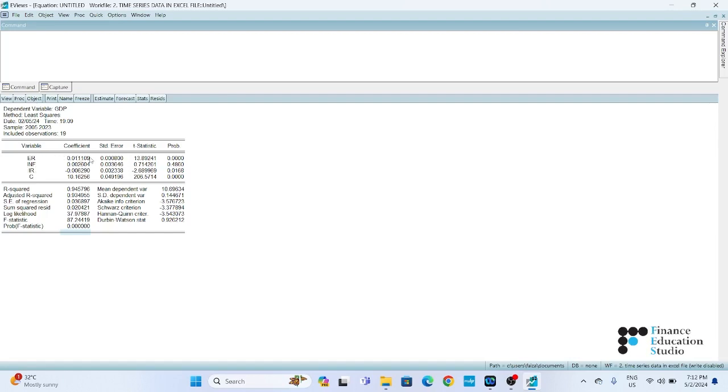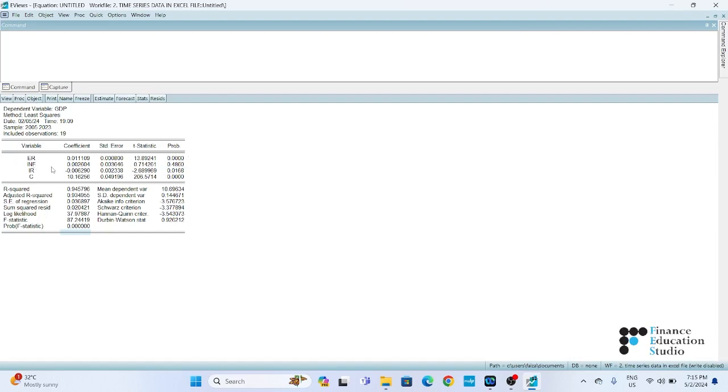So first, looking at the result of exchange rate, the coefficient value is 0.011 and its p-value is less than 5%. So it means that there is a significant positive relationship between GDP and exchange rate. If there is a 1% increase in exchange rate, GDP will increase by 0.011% or unit, and there is a positive relationship between these two variables because its p-value is less than 5%.